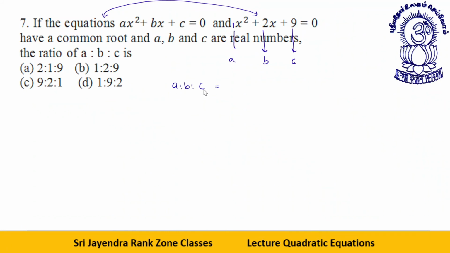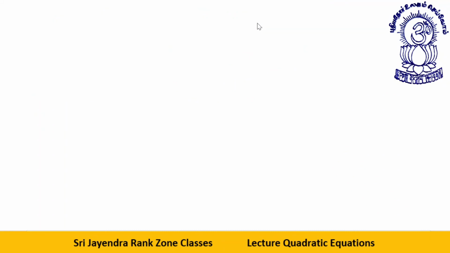I don't know why to apply any logic. I can go in detail if you want, but that is beyond 10th grade standard, beyond NTSE level. So this is 1 is to 2 is to 9. This will be your answer without doing any hassle work, any tough thing. Okay, this is an easy one. This a, b, c will be the same as this only. That will be your answer.